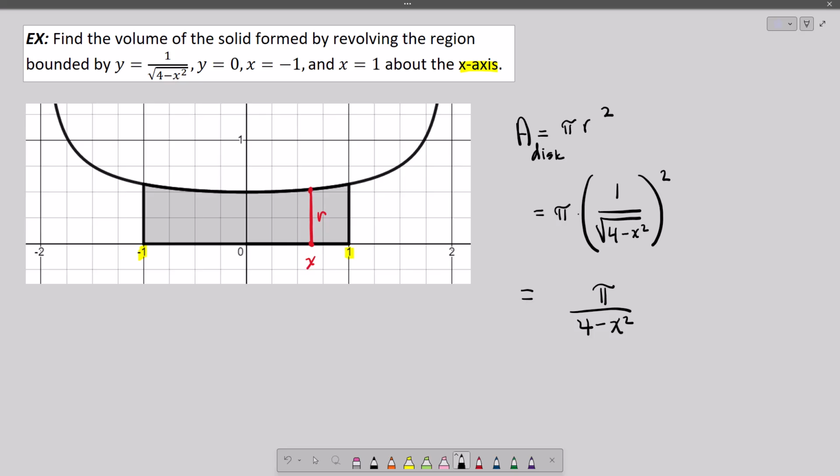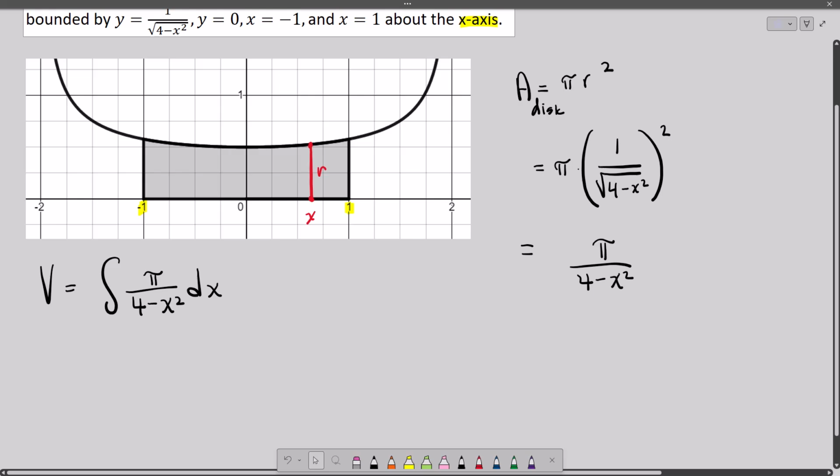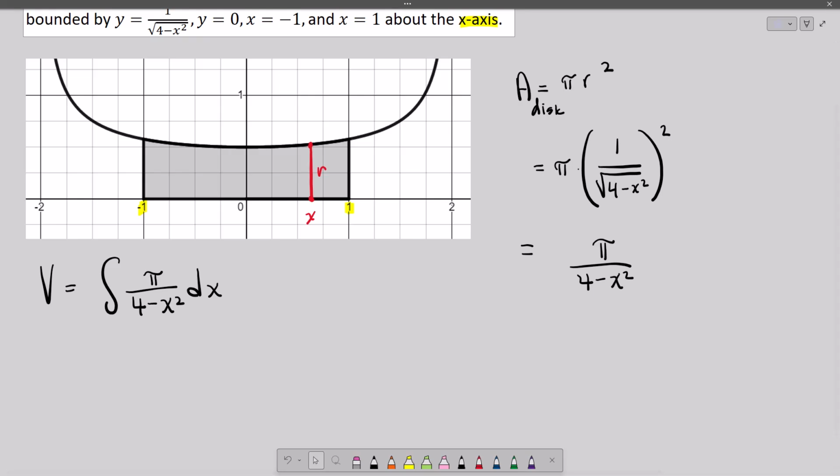So how do we find volume from area? Integrate. If we have cross-sectional area, we integrate that to get the volume. So we're going to integrate the cross-sectional area. Now, is there some symmetry that we could go with here? Yeah. For sure. So if we go from 0 to 1 and double it. So we'll go 0 to 1 and double. So the 2 out in front is the symmetry piece.